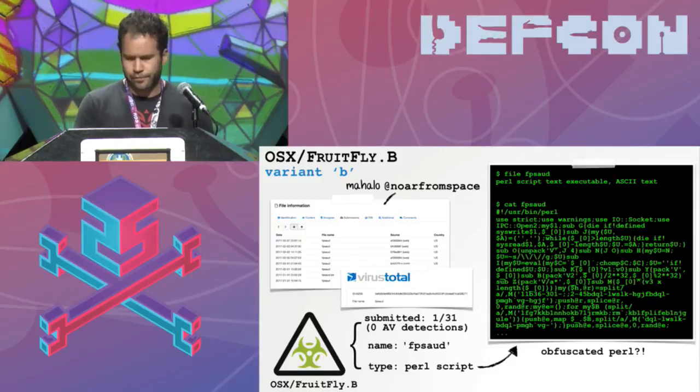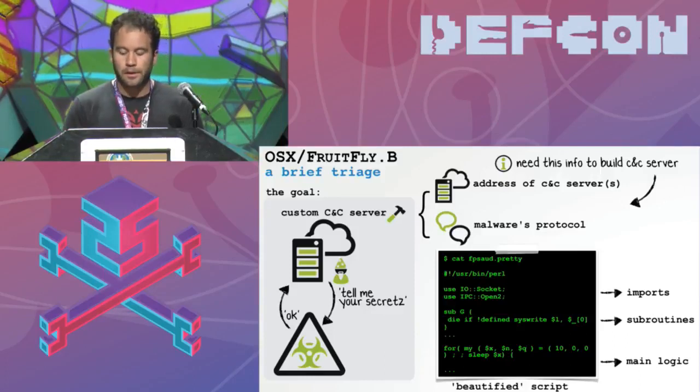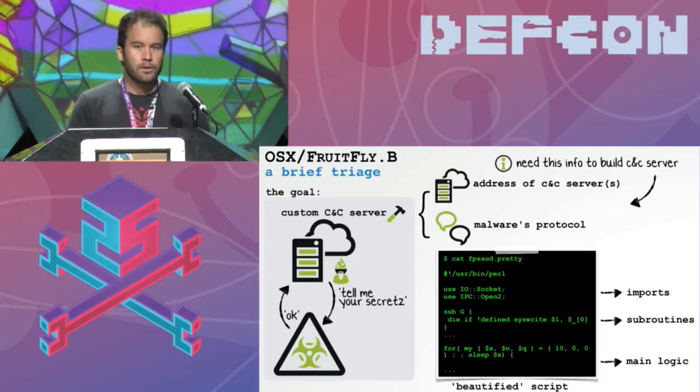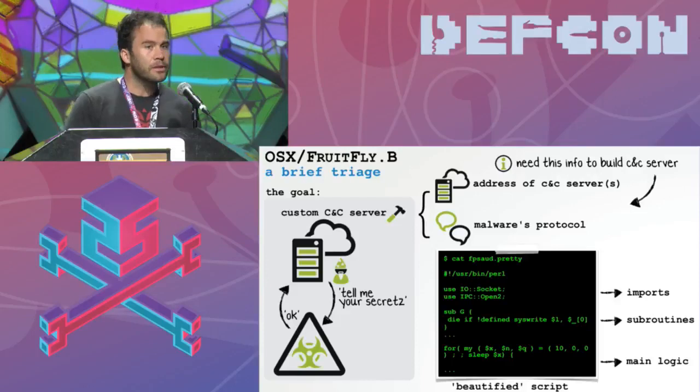As I mentioned, we want to build a custom command and control server, but we need the address that the malware tries to connect to, and we also need to understand its protocol. So let's briefly triage this malicious script to get this information. The first thing we do is we beautify the script, which allows us to read it more easily because it's now formatted better. We can see it starts with some imports, followed by some subroutines, and then finally the main logic of the malware.